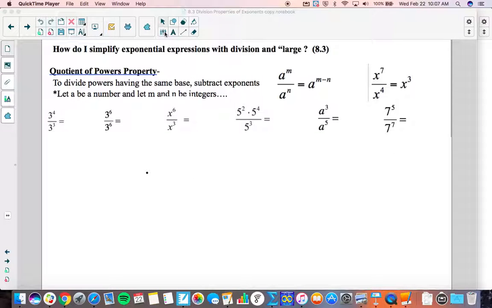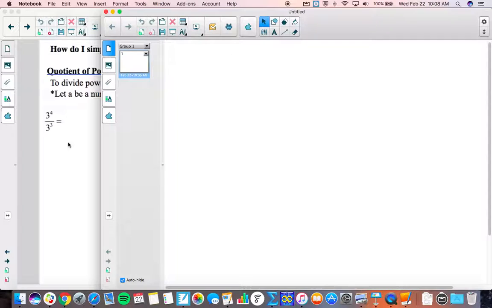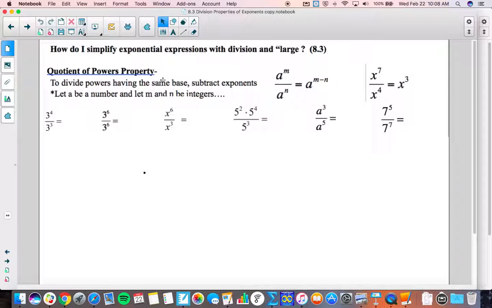So we're going to continue that journey of simplifying expressions with exponents in it. We're really just going to build on what we've learned for the most part, and then we're going to have something that I like to call a battle. When we have bases that are the same on the top and bottom of a fraction, it's like a battle. To divide powers having the same base, subtract the exponents.